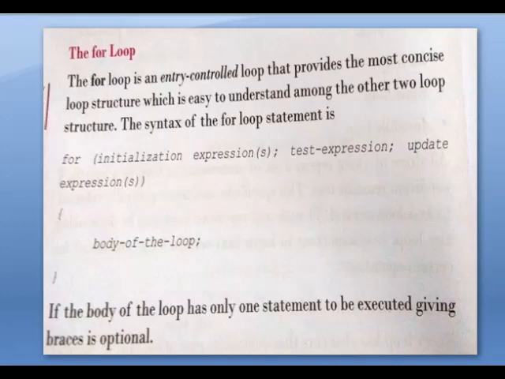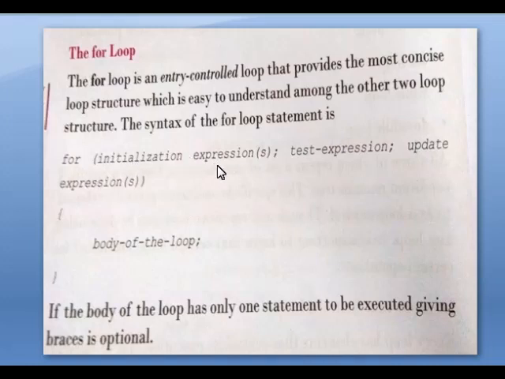See, the for loop is an entry controlled loop, because we have to check the condition before entering into the calculation. It is the most concise loop structure, which is easy to understand among the other two loop structures. The syntax of the for loop is: for. First we have to initialize the expression, we have to give the initial value.